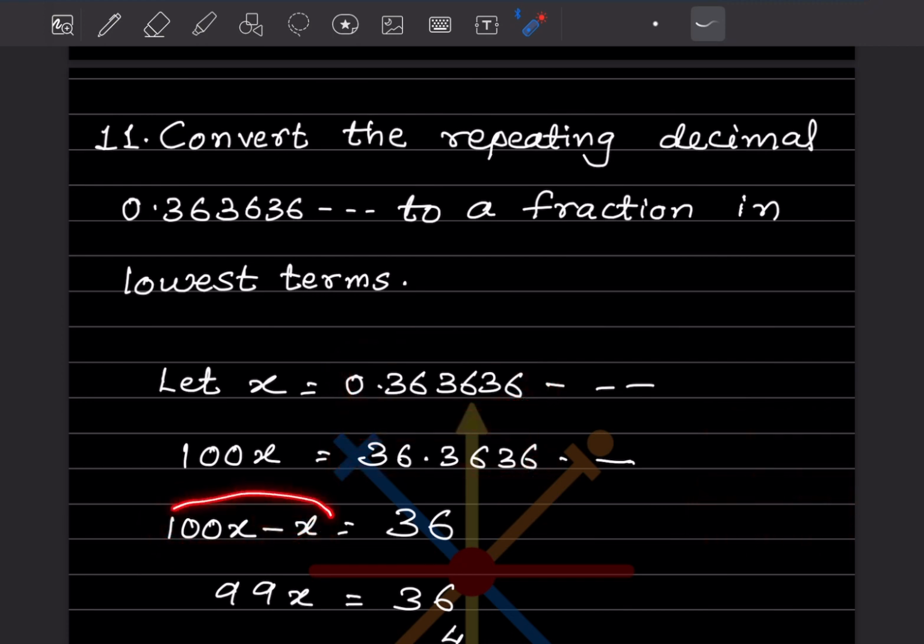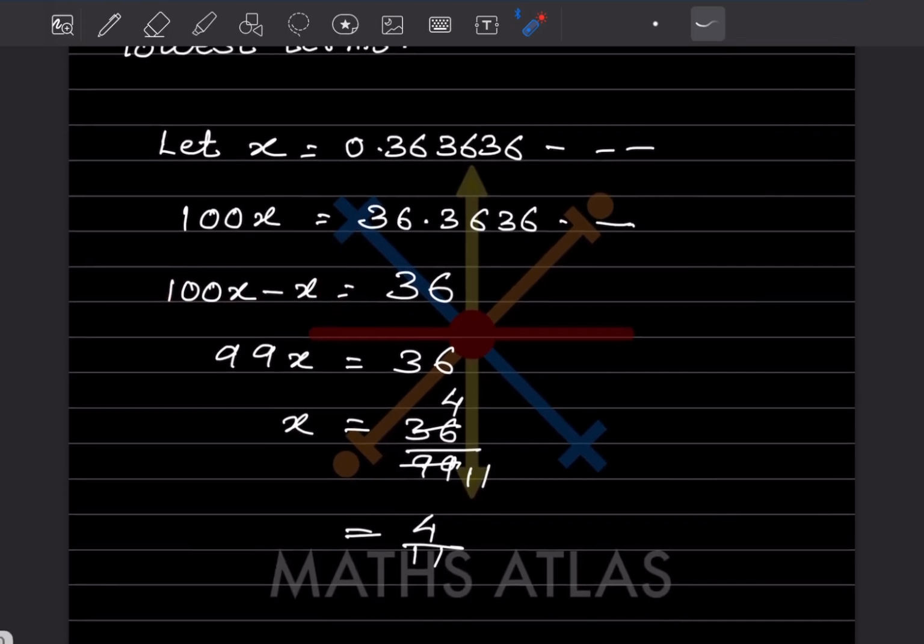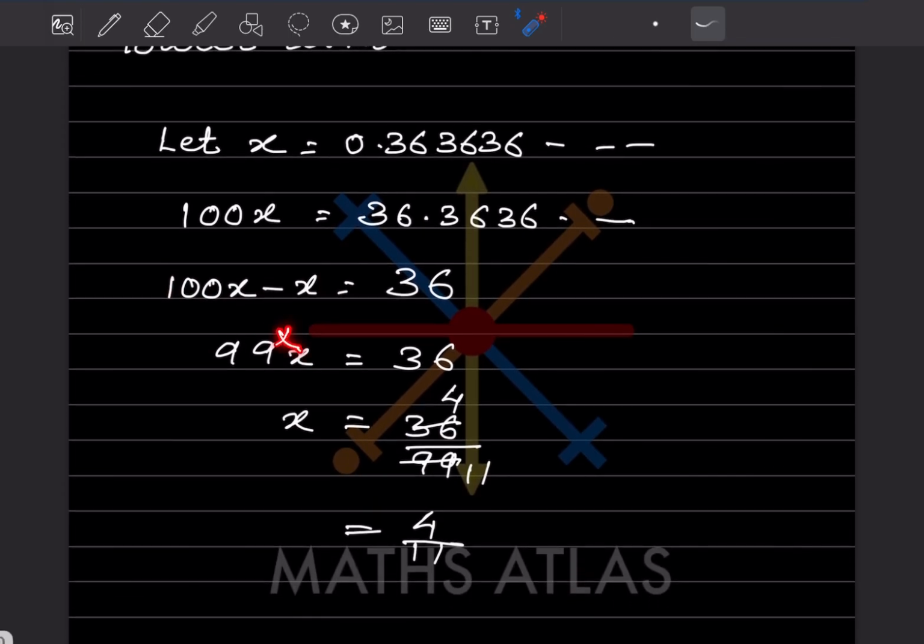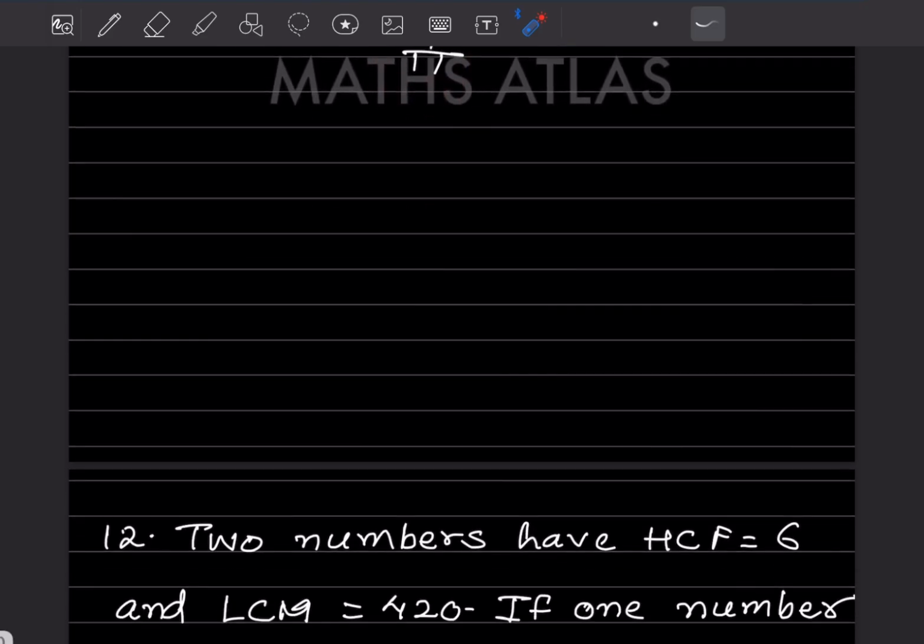So here 100x minus x will be 99x, and that is 36. So x is going to be 36 divided by 99. This is multiplication, goes on the other side, that will get divided. So when you simplify this one, 9 4s are, and this will be 9 11s are, which is going to be 4 divided by 11.